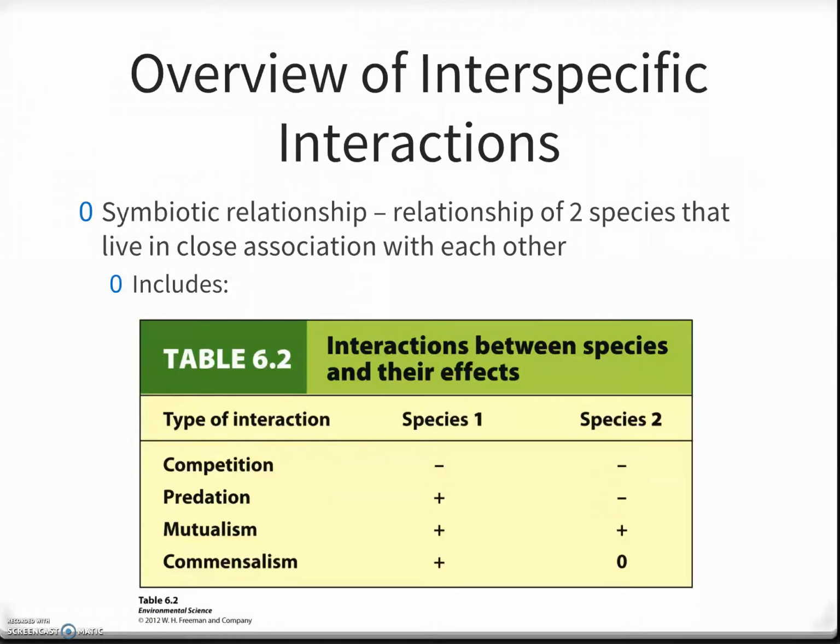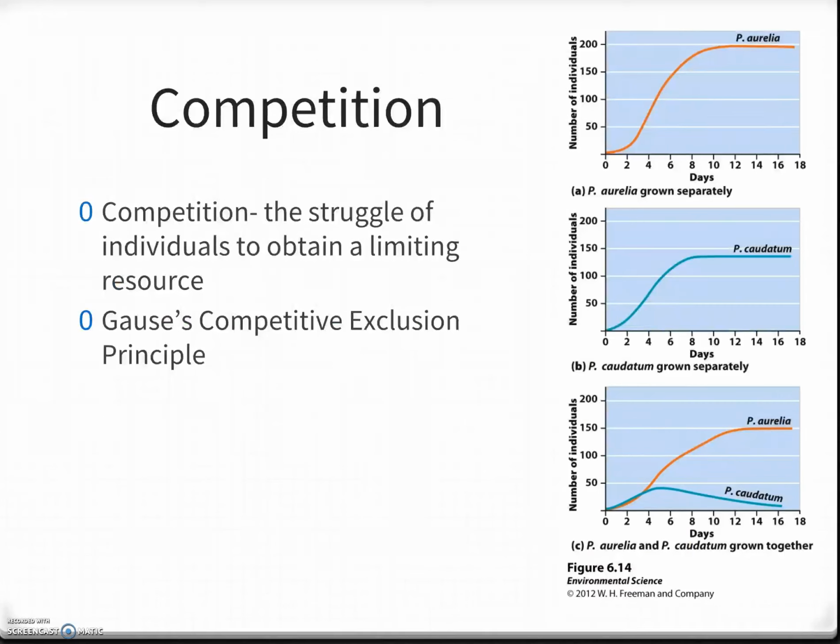Looking at interspecific interactions, and we're going to go through all of these in detail. But if we look at competition, predation, mutualism, and commensalism, if we look at the two species, competition is not good for either of them. Predation, it's good for the predator and bad for the prey. Mutualism, they both benefit, and commensalism is where one species benefits and the other one isn't harmed.